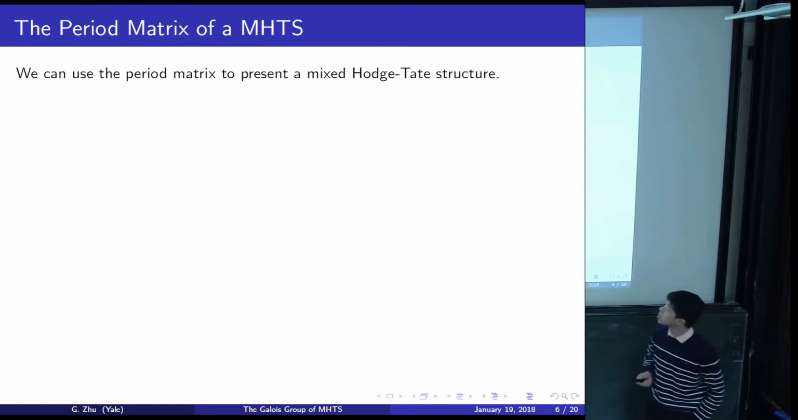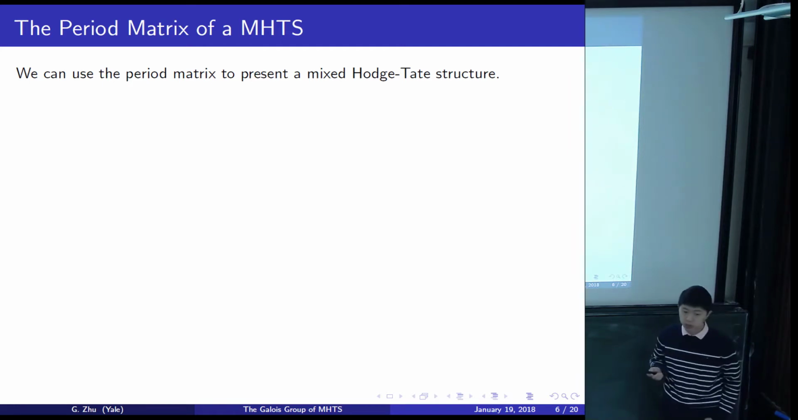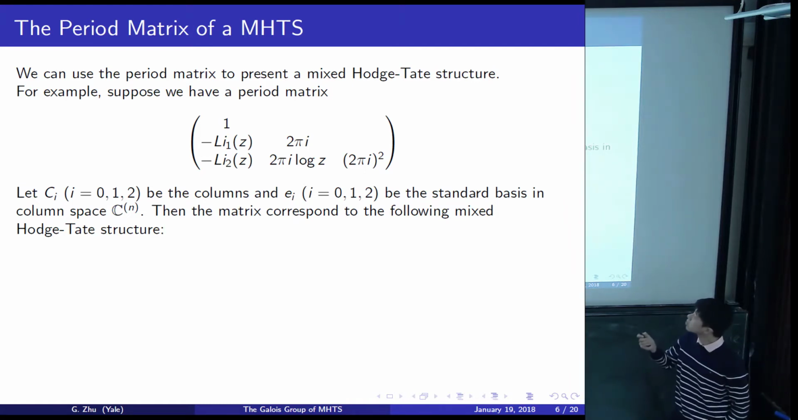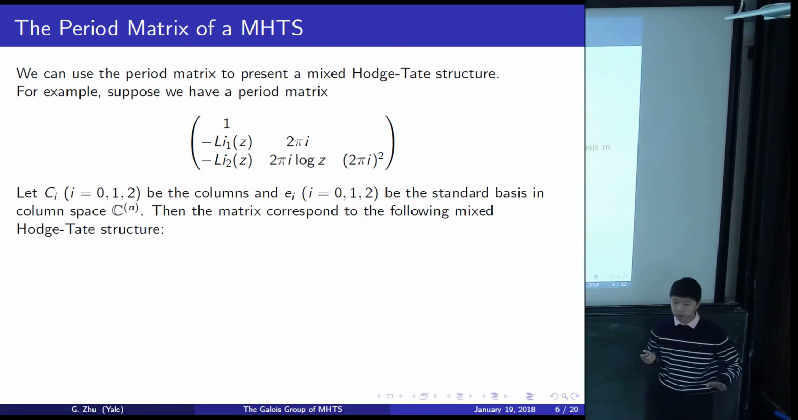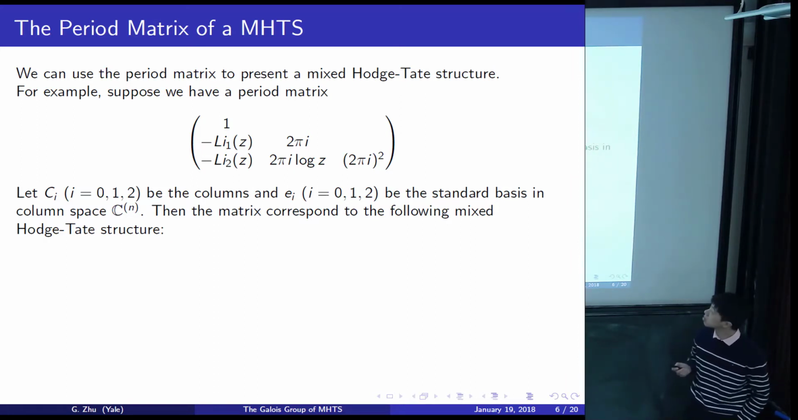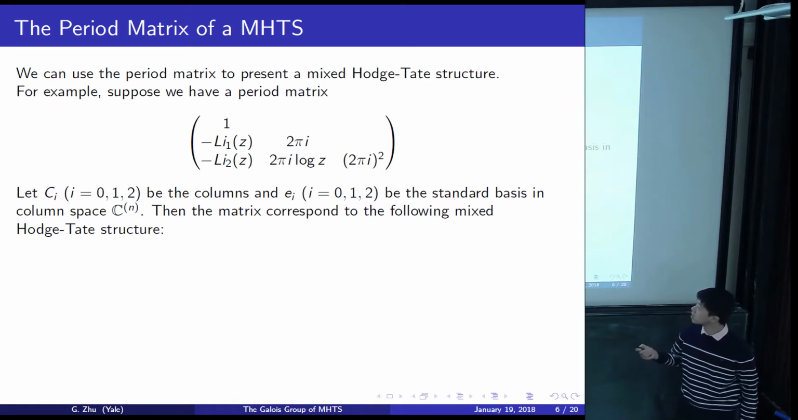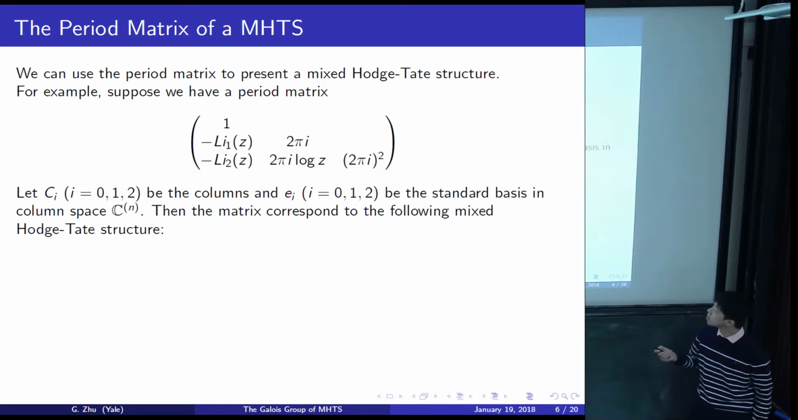Here let me explain our notation for the period matrix of a mixed Hodge Tate structure. We can use a period matrix to present an object here. For example, if we have this period matrix, let me briefly recall what the mixed Hodge Tate structure is. We denote the columns, first, second, third, by C0, C1, and C2. And we let e_i be the standard basis, 1,0,0, 0,1,0, and 0,0,1. We consider they all lie in the column space C^n. And the matrix corresponds to a mixed Hodge Tate structure.